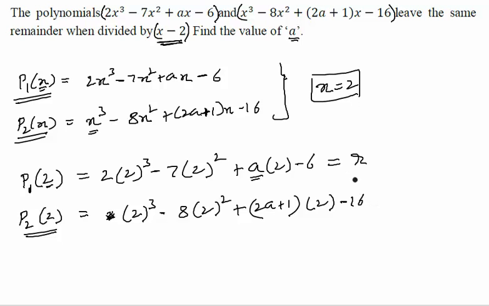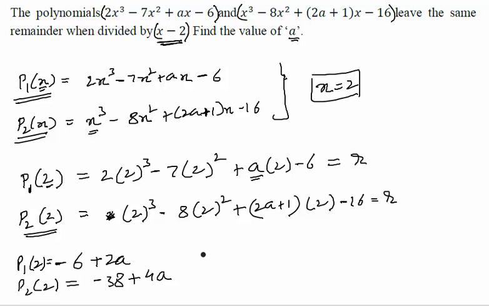But it is given to us that both of these give the same remainder when divided by x minus 2. So if I have already called the first remainder r, the second remainder is also r, right? On simplification, the first remainder becomes equal to minus 6 plus 2a. This is p1(2), right? And p2(2) on simplification gives us minus 38 plus 4a, right?